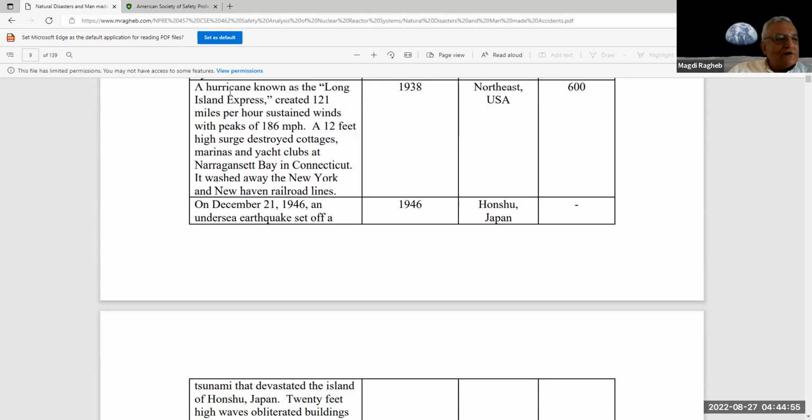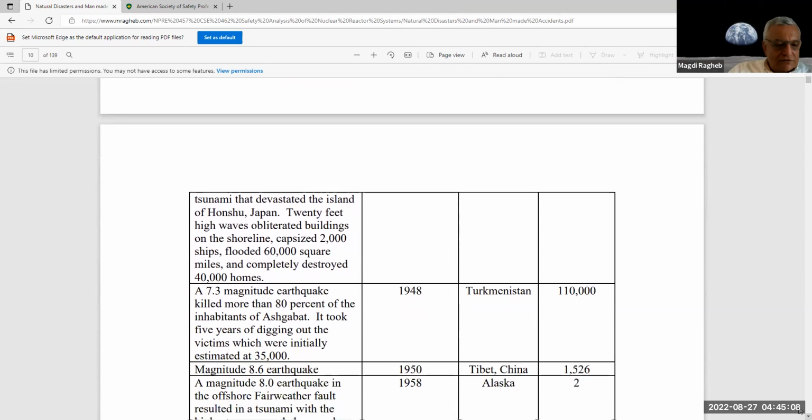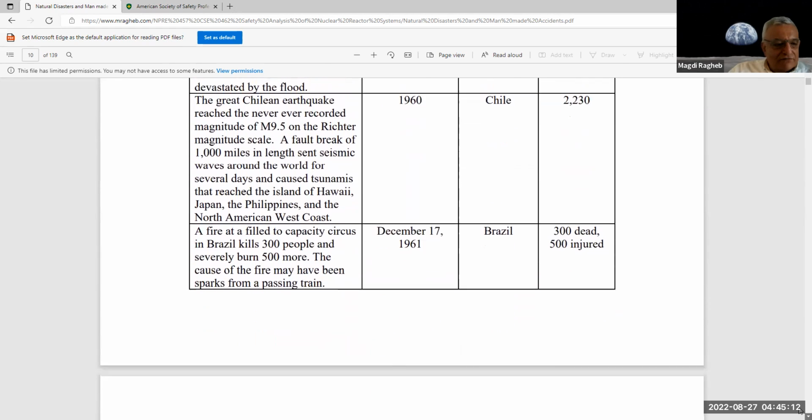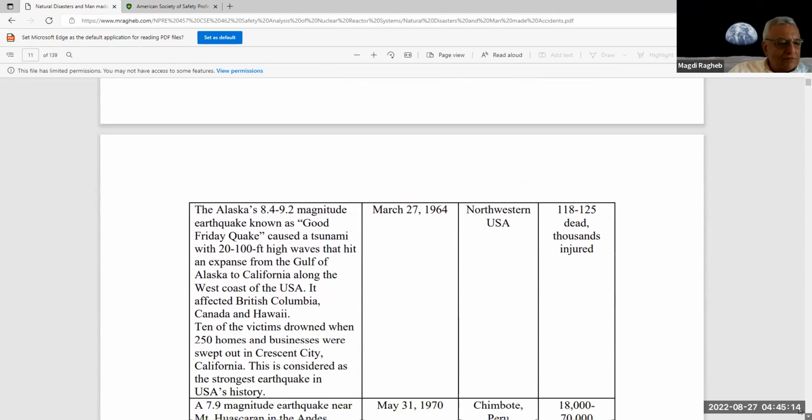A hurricane known as the Long Island Express attacked Long Island on the east coast of the United States, killing 600 people. Japan has not been a stranger to earthquakes. I'll go fast here for the ones that have a large number of events. In the United States, there was a 9.2 magnitude earthquake. They called it the Good Friday earthquake.